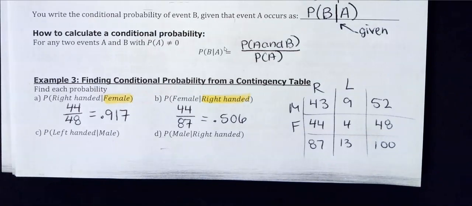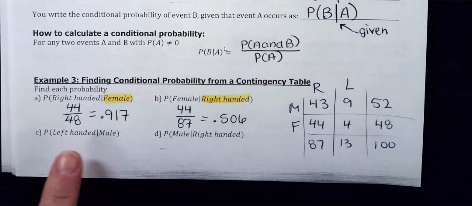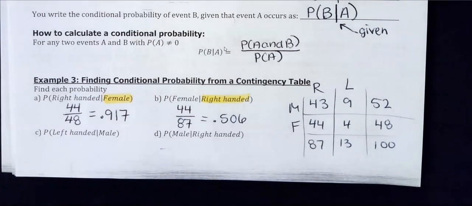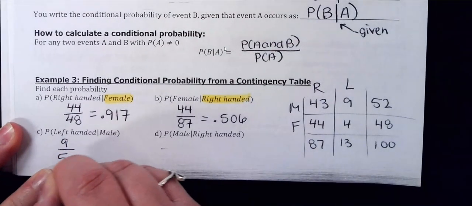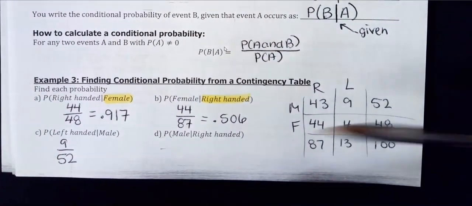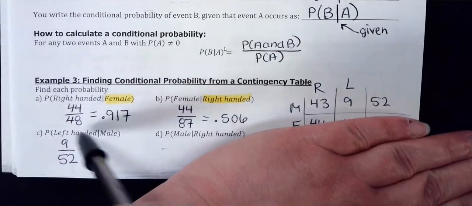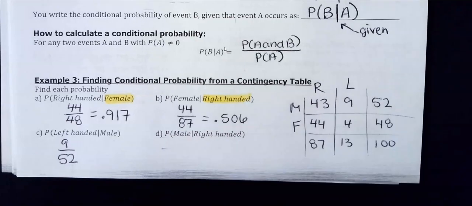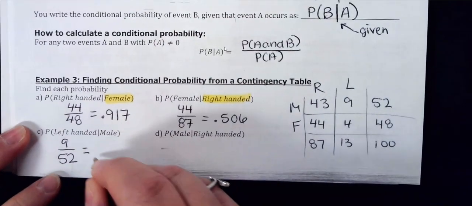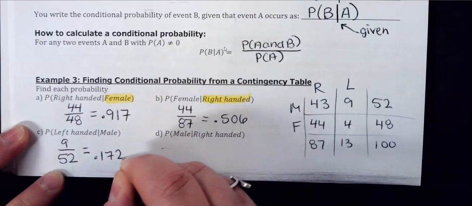Okay. Somebody tell me what fraction or decimal did you have for left-handed given that they were male? What did you set up? Sounds good to me. Okay, 9/52. If you're given that they're male, you only want to look at that row. So they're male, that goes on the bottom, and then they're left-handed from that category would be 9 out of 52. If you want to write that as a decimal, I think it's 0.172.